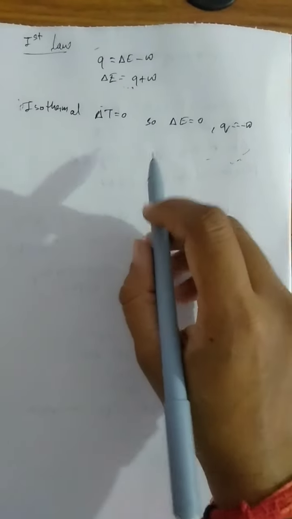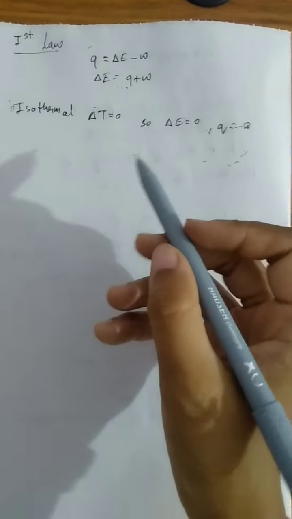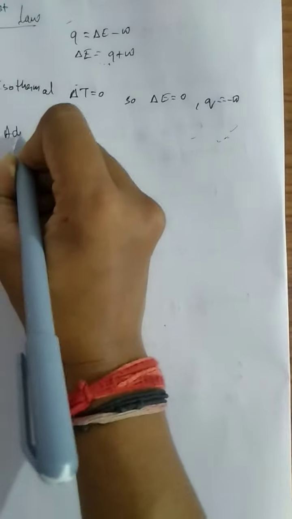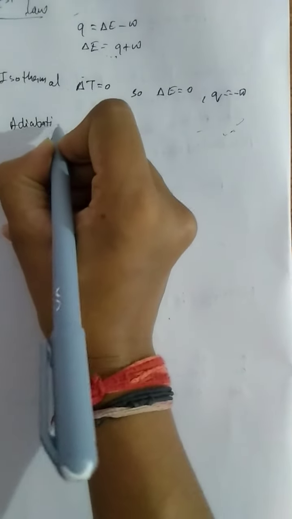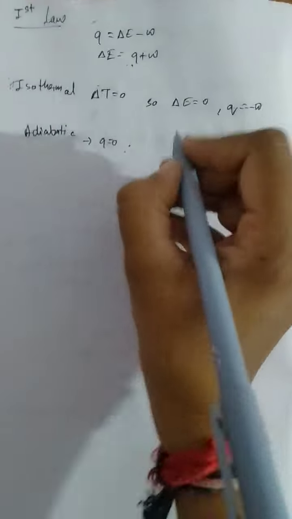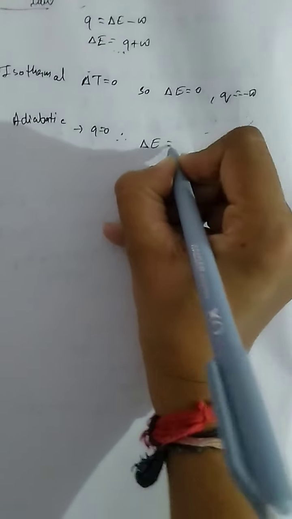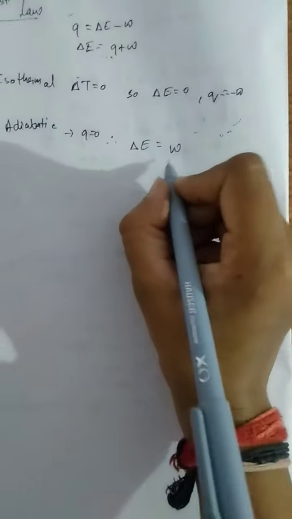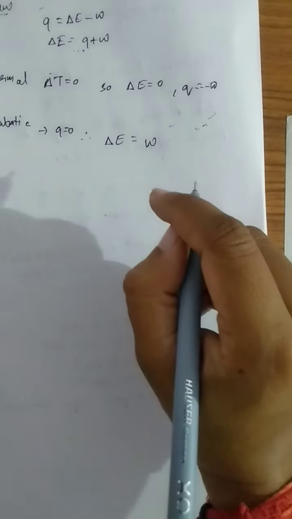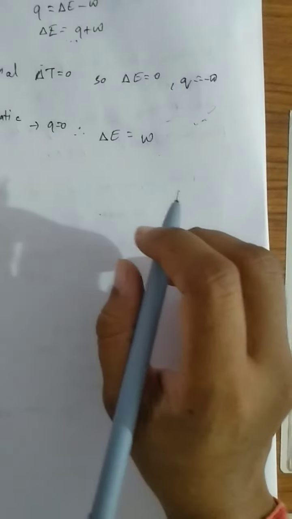And for an adiabatic system, the heat absorbed or evolved will be Q equal to 0. Then in that case, for adiabatic, since Q equal to 0, therefore delta E equal to W. So internal energy is used up in work done by the system. If work is done on the system, its internal energy will increase, or if work is done by the system, its internal energy will decrease. In adiabatic process, the work behaves as a state function.